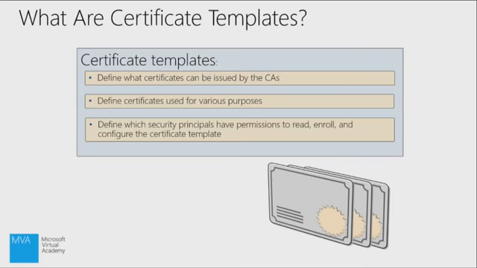And on to our next topic, certificate templates. This is one that we talked about a few minutes ago. We saw the tool used to manage templates and very briefly looked at one of those templates and how to modify some of its settings. Certificate templates define what certificates can be issued by a certification authority. They define what those certificates are used for and how they're used in some cases. Within those roles, there are other options you can set. Define which security principals have permission to read, enroll, and configure the template themselves.